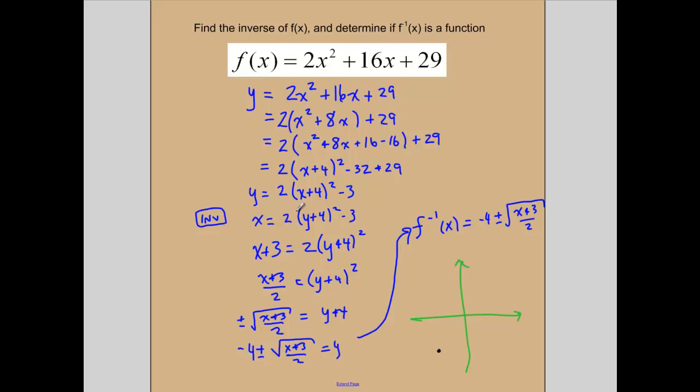I know that I'm opening upwards because there's no negative sign there, so my original parabola is going to look something like this. This is at negative 4, negative 3. So what's your domain here? Well, my domain here is all real numbers. My range is all real numbers, and y has to be greater than or equal to negative 3. So what would be your domain and range for this inverse function? Well, the exact opposite. So the domain is all real numbers where x has to be greater than or equal to negative 3, and the range is all real numbers.